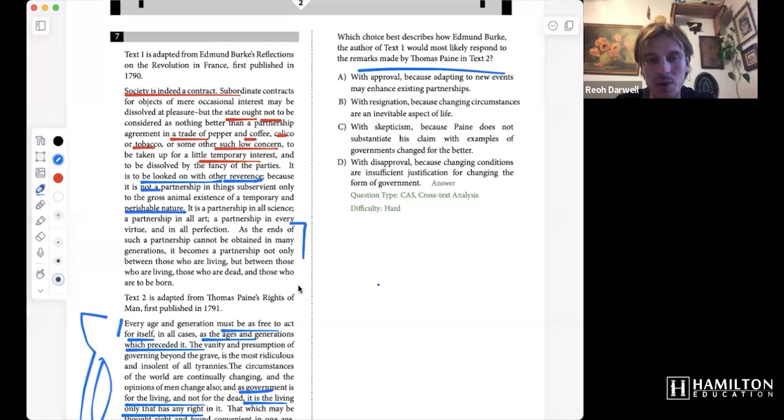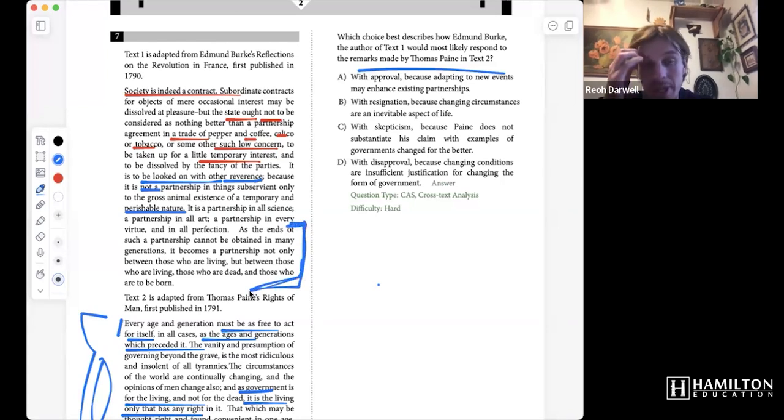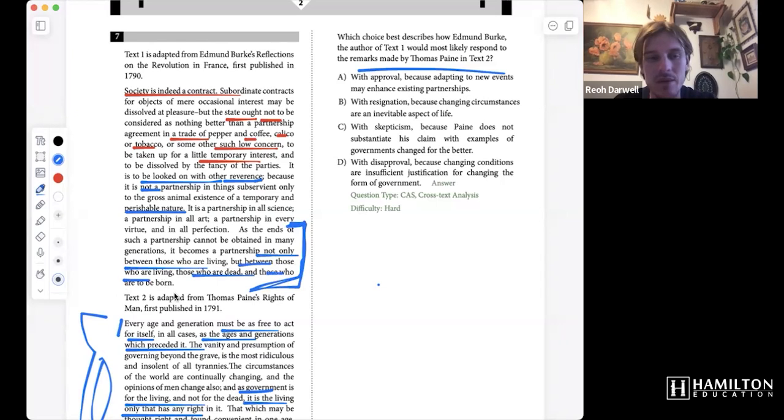Then here we see the most important thing, okay? The ends of such a partnership cannot be obtained in many generations. It becomes not only a partnership between those who are living, but between those who are living, those who are dead, and those who are yet to be born.